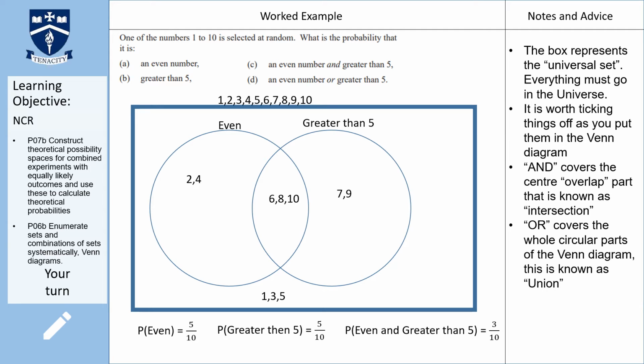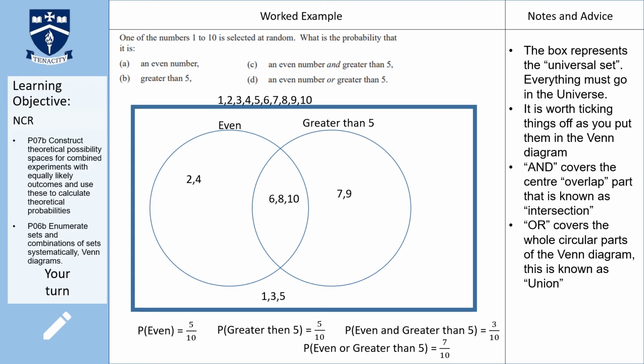Now, even and greater than 5, there are just 3 numbers that are even and greater than 5. They're in that intersection part. That's the bit you look at. So if you see the word and, you're looking for the intersection, and that's 6, 8 and 10, so it's 3 out of 10.